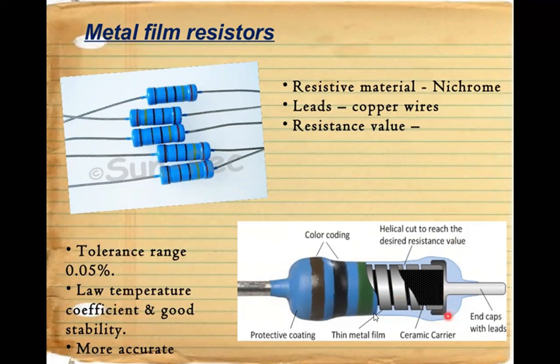So the construction: this is the insulating core, like a protecting one, and this is a thin metal film. You can see here. This is a ceramic carrier, and this is the end caps with leads. This is an end cap with particular leads, and this cut is a helical cut to reach the desired resistance value. So these are called metal film resistors.